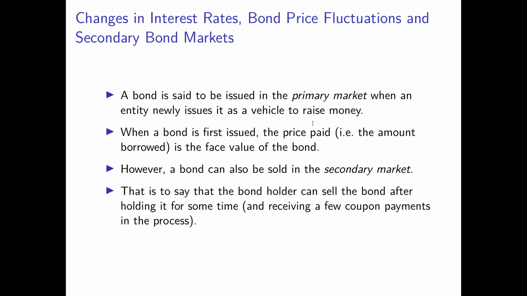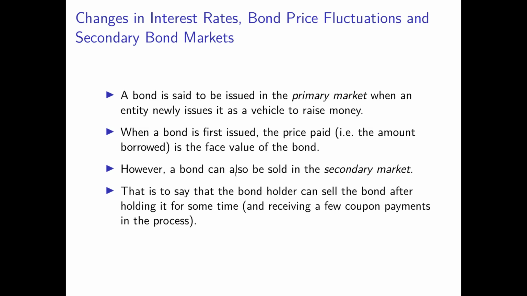So now we're going to talk about changes in interest rates, bond price fluctuations, and secondary bond markets. When a bond is first issued by an entity as a way to raise money, we say that the bond is issued in the primary market. And during the transaction, the amount of money given by the bond buyer is the face value of the bond. That's the amount of money which is borrowed by the issuer of the bond.